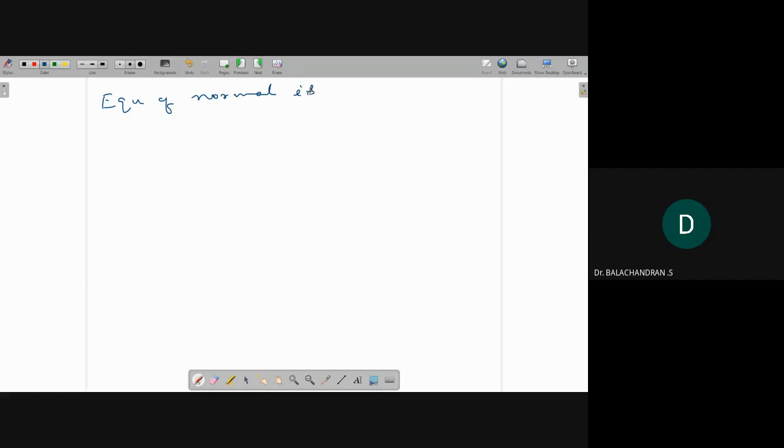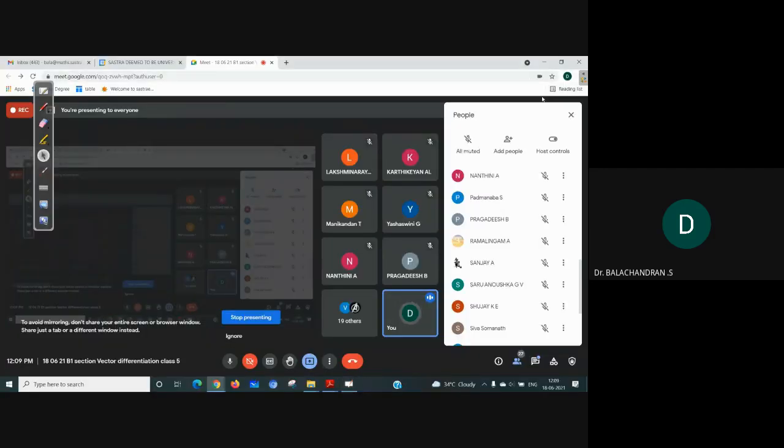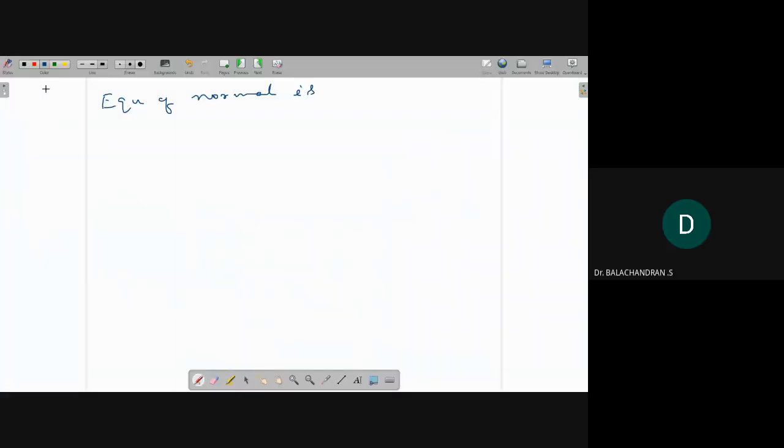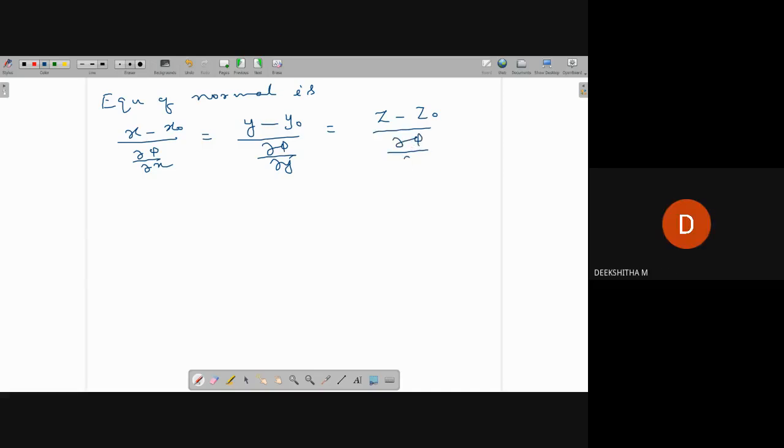Please, who is trying the equation of normal? It's very similar. X minus x naught divided by dou phi by dou x, plus y minus y naught divided by dou phi by dou y, equals z minus z naught divided by dou phi by dou z.